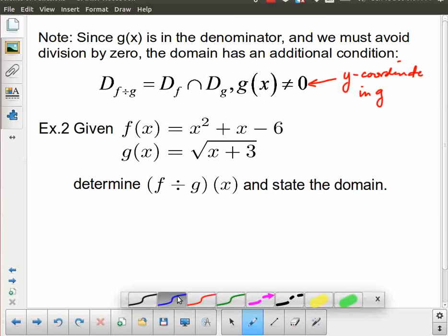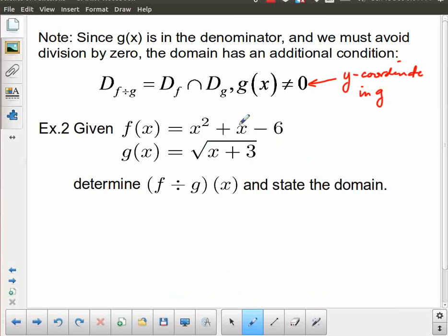Now for this next example, things are going to look a little bit different, because here we are looking at an algebraic notation. We're not looking at a list of points, which is also what we'd be looking at if we were looking at a graph. Rather than worrying too much about the domain, I still have to come up with an algebraic representation of my quotient. So I'm just going to go ahead and start with that.